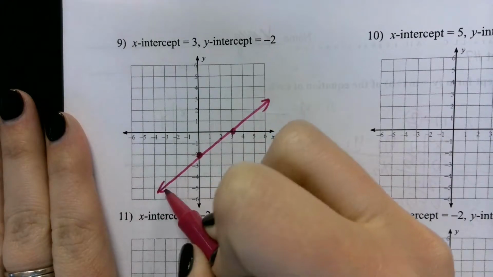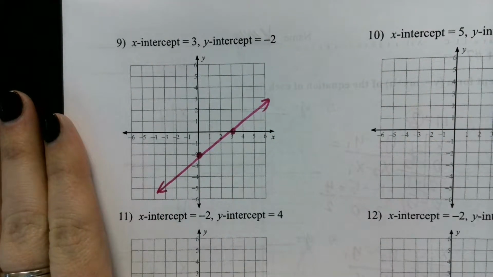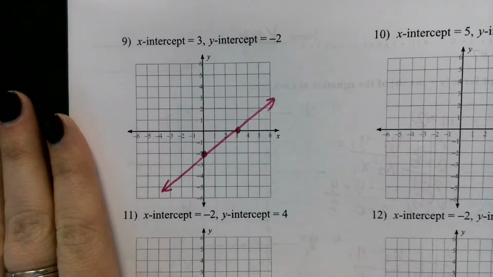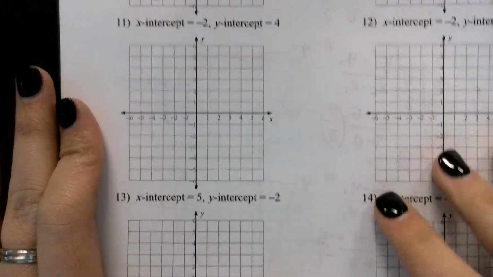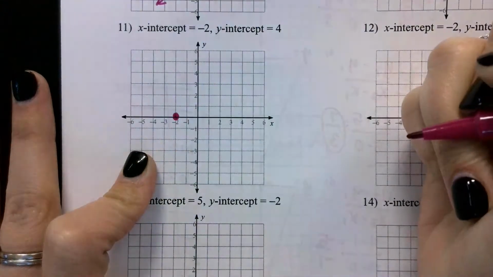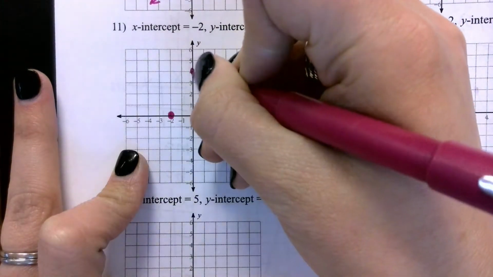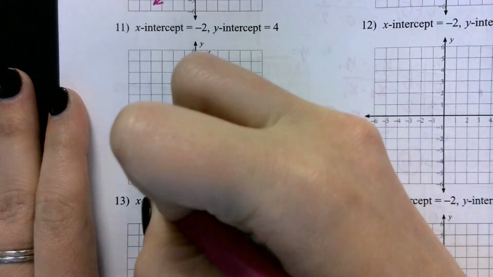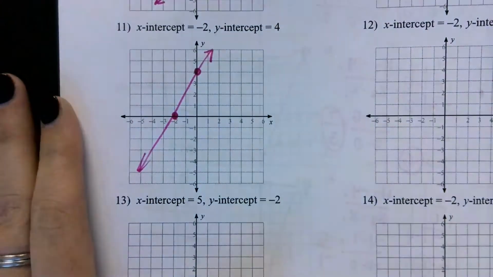Now draw your line. Normally I'm pretty poor at drawing these. If you're looking at these ones, I'm pretty good at this. Just saying. Number 11. X-intercept is at -2 on the x-axis. Y-intercept is at +4. Draw my line. Boom.